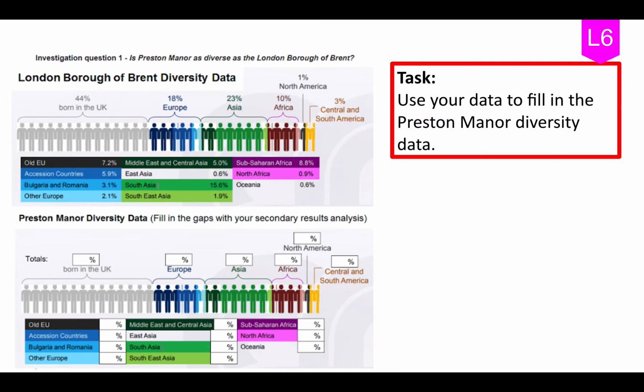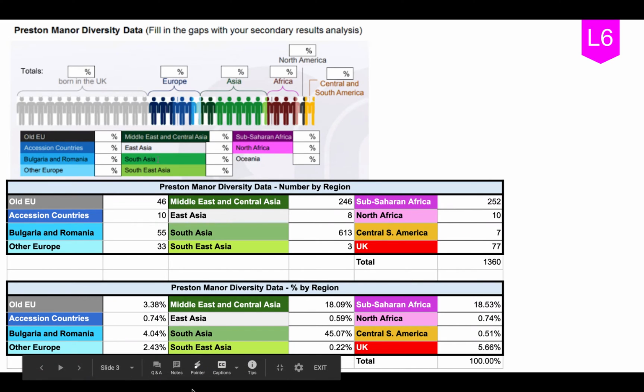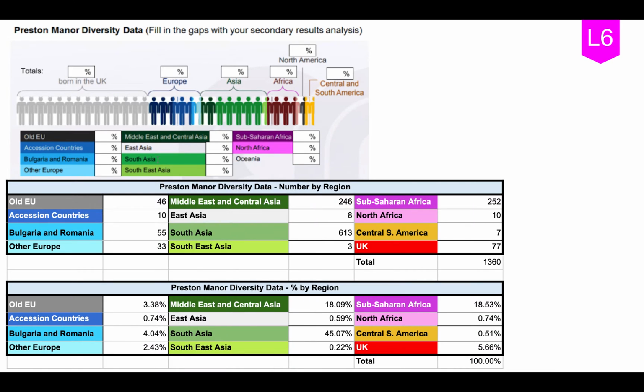So, just before we get started, on page 16 of your booklet, you need to make sure that you have filled in the diversity data for Preston Manor. Otherwise, the analysis that came with it at the end of last lesson, okay, and the conclusions that we write today won't be very solid. They won't have any evidence behind them. So it was this little bottom table here that you needed to copy out, and it goes into that diversity data, and that will allow us to compare it to Brent's diversity data.